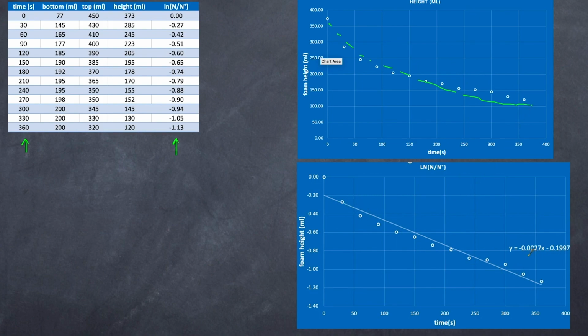my linear fit, and you'll notice that my slope is now equal to negative 0.0027. That is equal to log 2 over the half-life, and so the half-life of my larger cylinder of beer ends up being 257 seconds. So you can see a larger cylinder will give us a significantly larger half-life.